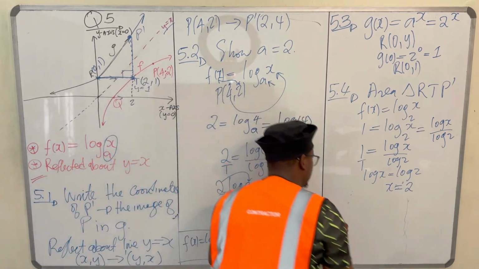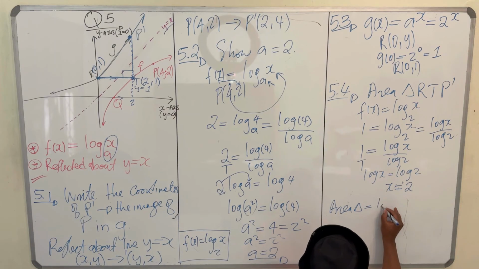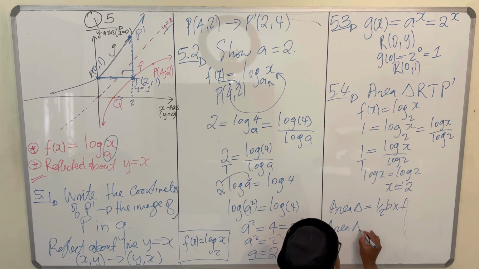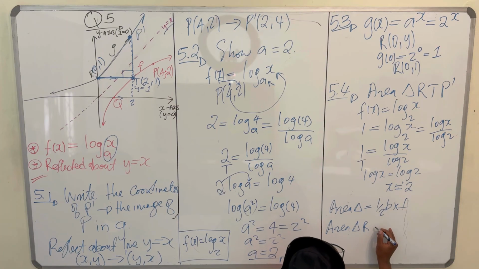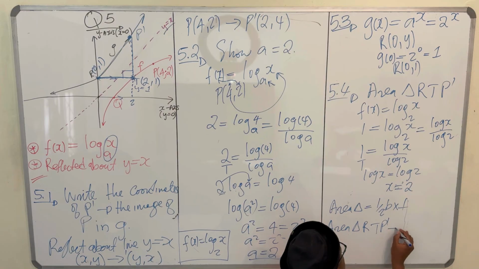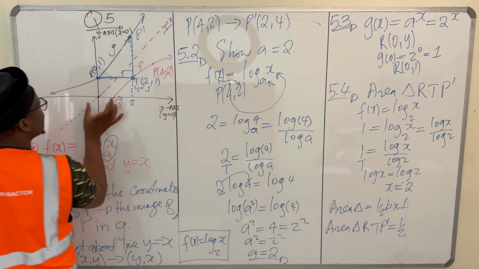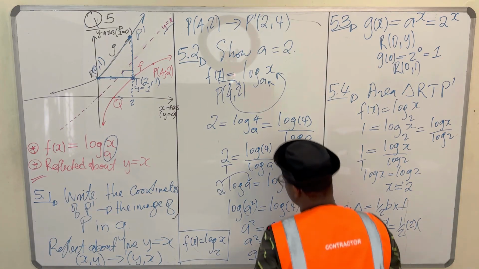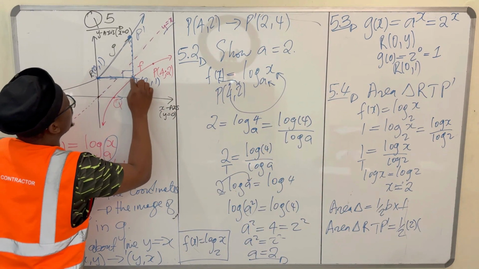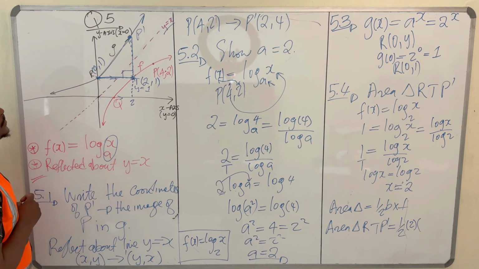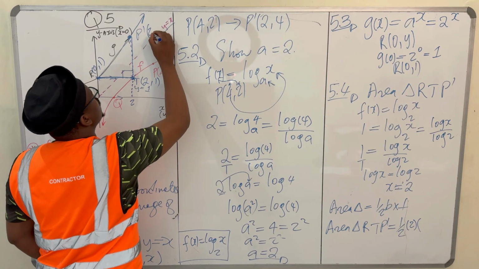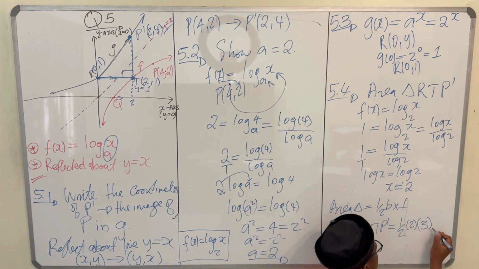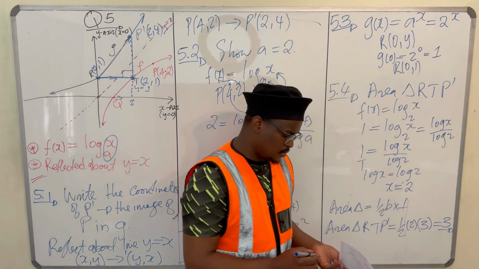The area of a triangle is equal to half base times perpendicular height. So the area of triangle RTP prime is equal to half times the base, which is the length from 0 to 2, so 2 units, times the perpendicular height. The height goes from 1 up to 4, because the coordinates of P prime are 2 and 4, so the perpendicular height is 3 units. So half of 2 times 3 gives an area equal to 3 square units. So the area of this triangle is 3.